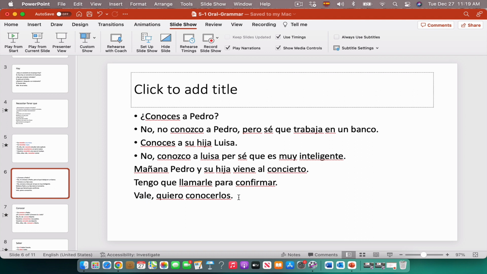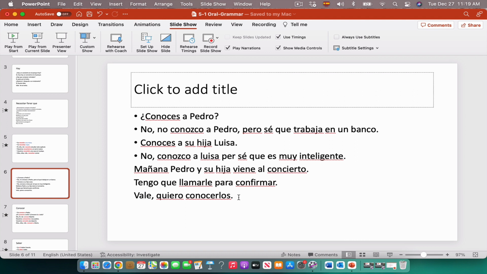So, remember, in Spanish this will be like, ¿conoces a Pedro? No, no conozco a Pedro, pero sé que trabaja en un banco. ¿Conoces a su hija Luisa? No, no conozco a Luisa, pero sé que es muy inteligente. Mañana Pedro y su hija vienen al concierto. Tengo que llamarle para confirmar. Vale, quiero conocerlos.